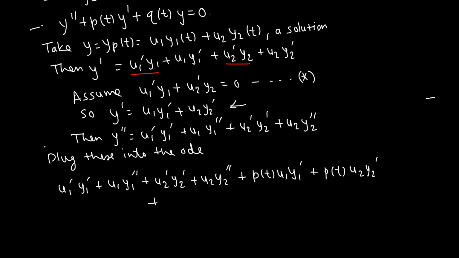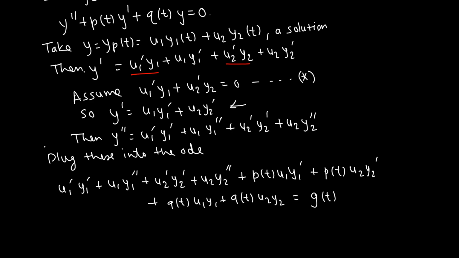Look at here, the left hand side has at least this q(t) y. So we multiply y here by q(t), so we get q(t) u1 y1 plus q(t) u2 y2 is equal to, the original equation has g(t) in the right hand side. Okay, and now we simplify this.